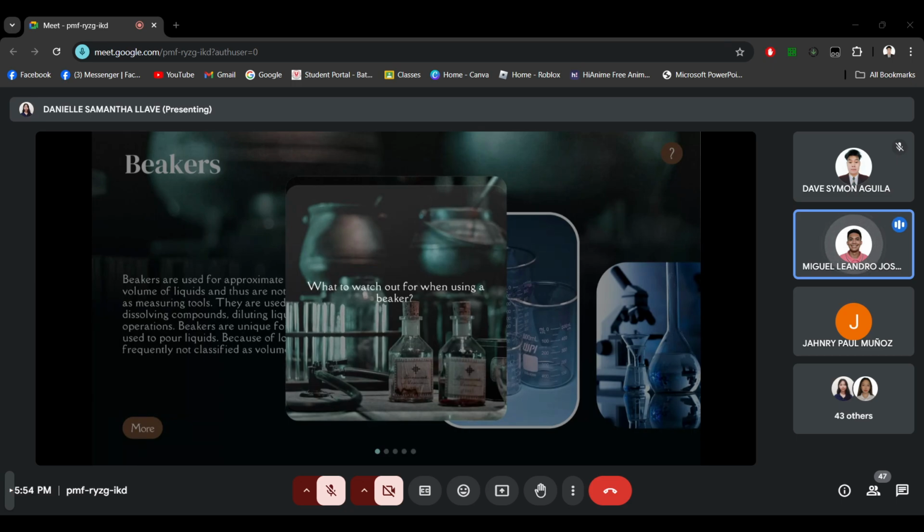Pakiulit nga po, ang ingay po ng aso ng kapitbahay namin. What do you think to watch out when using a beaker?